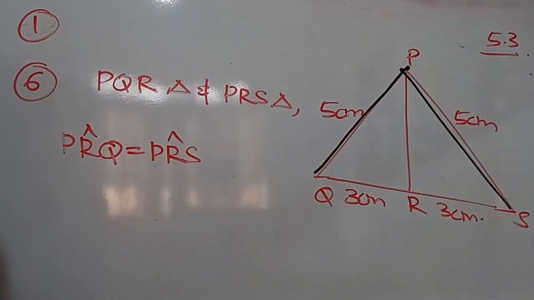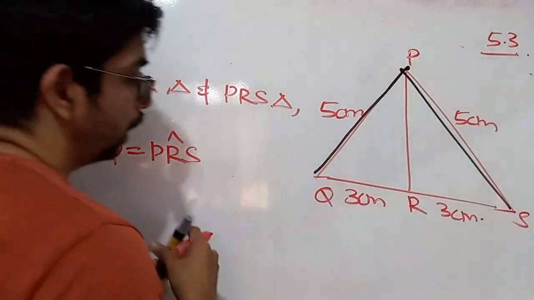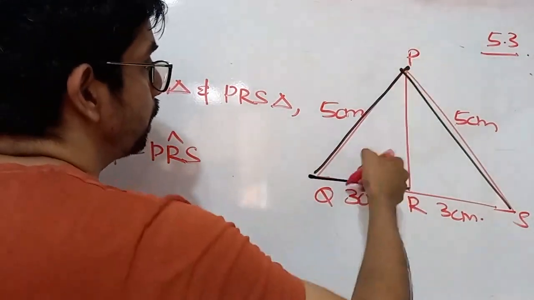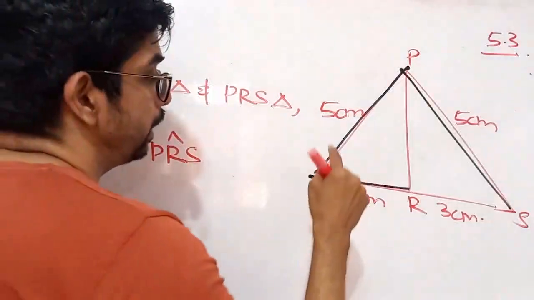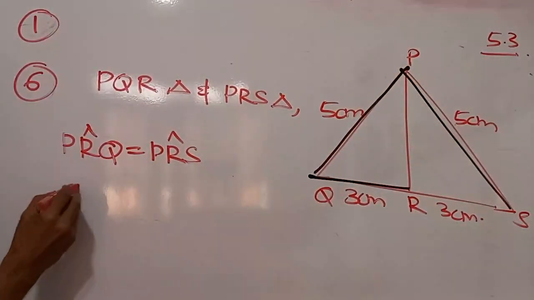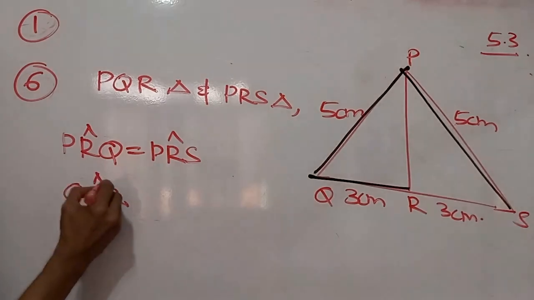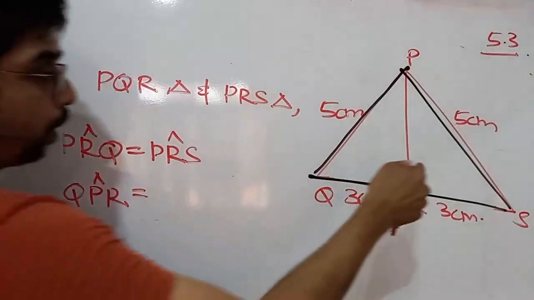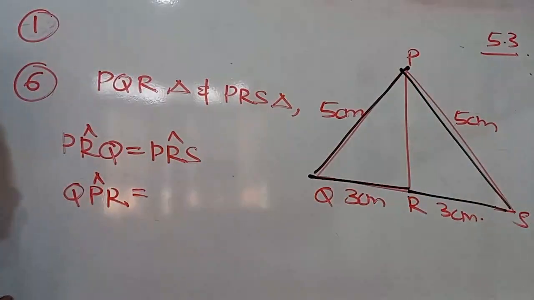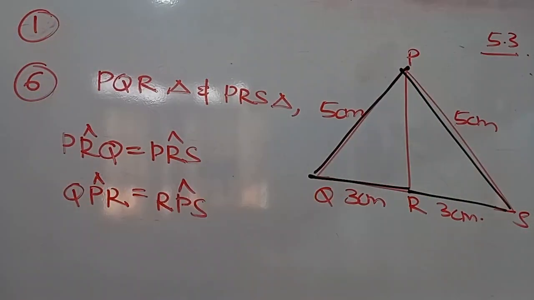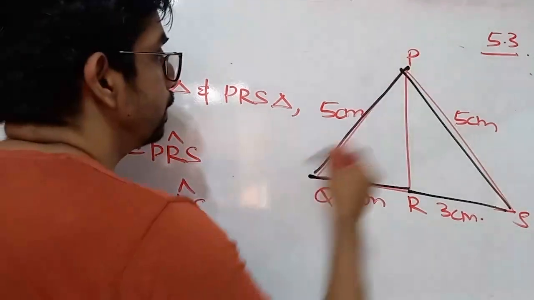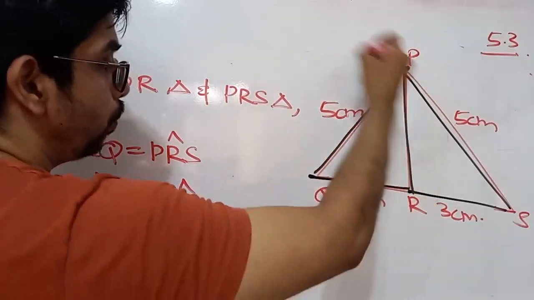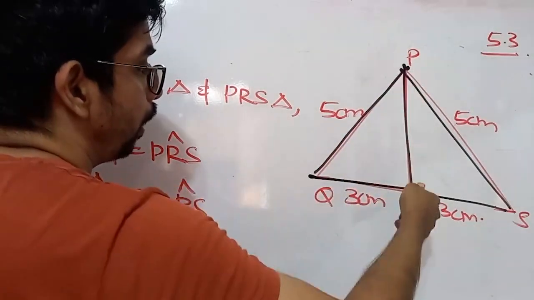Angle PRS. Right. Then if we take the side QR, what's the opposite angle to that? It's not P, it is QPR. So QPR. And we know QR is equal to RS. What's the opposite angle to RS? RPS. Right. Then if we take the side PR and if we consider triangle PQR, what's the opposite angle to PR?